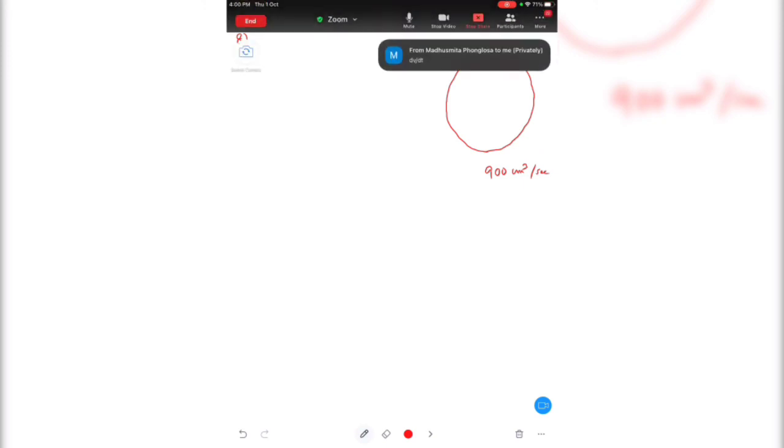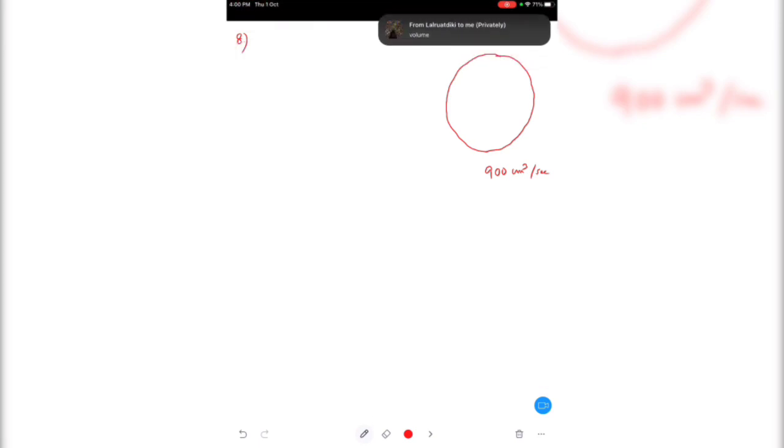Very good. dV dt is 900 centimeter cube per second. So we know the value of dV dt is given as 900 centimeter cube per second. Now read the next line, what it says. Find the rate at which the radius of the balloon increases when the radius is 15 centimeter.